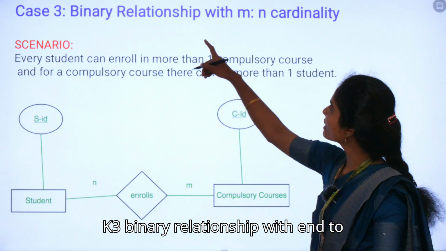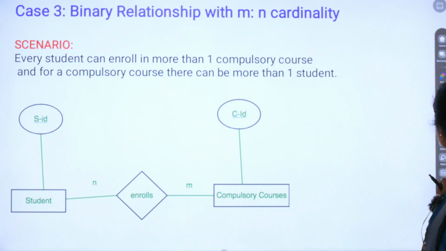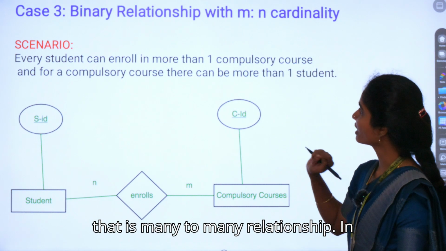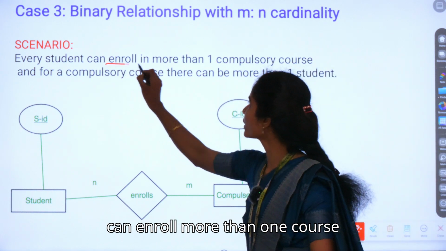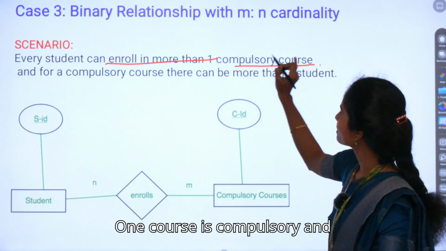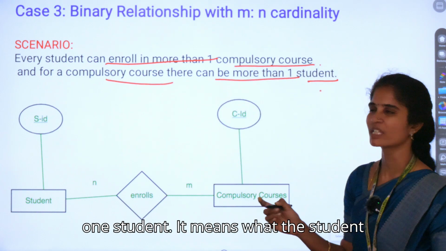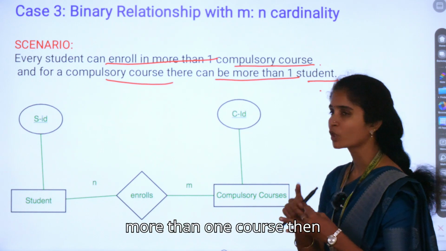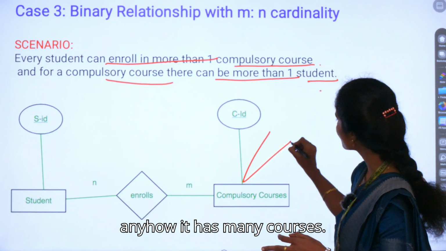Case 3, binary relationship with N-to-M. That is a many-to-many relationship. In this scenario, every student can enroll in more than one course. For one compulsory course, there can be more than one student. It means the student must register for at least more than one course. Anyhow, they have many courses.